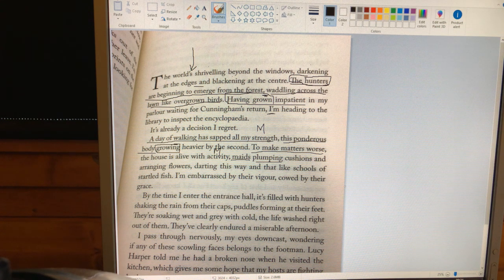You need to put it into a continuous tense with an auxiliary verb. But we don't have that, so what we've got is a participle. So again, we've got a noun, maids, and then a participle modifying that noun, maids plumping cushions and arranging flowers. So this is another excellent example of an absolute phrase. The ponderous body growing heavier, the maids plumping cushions.